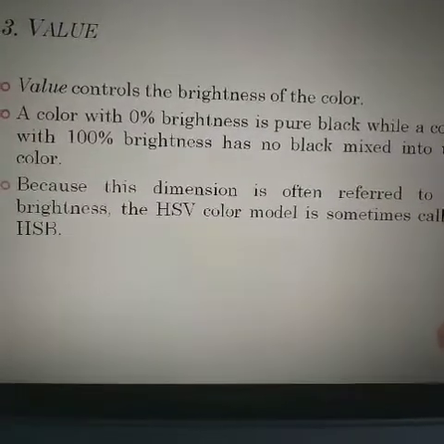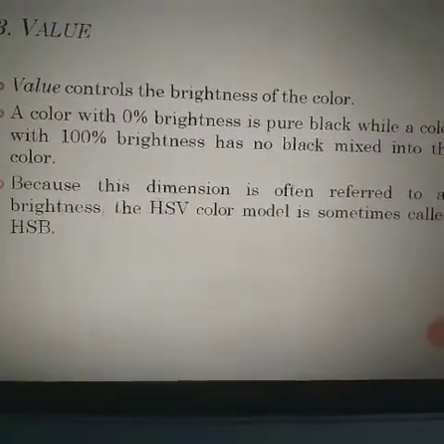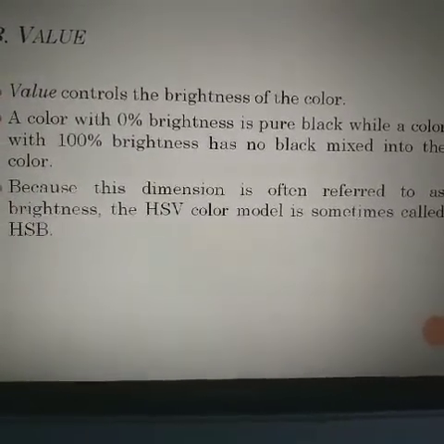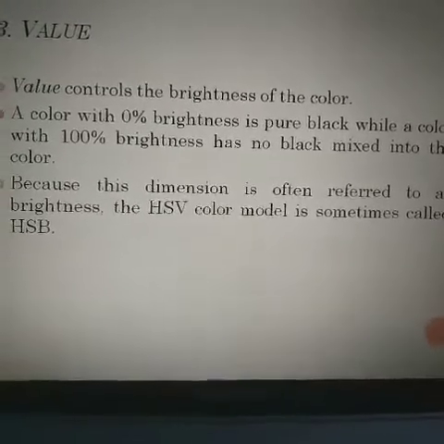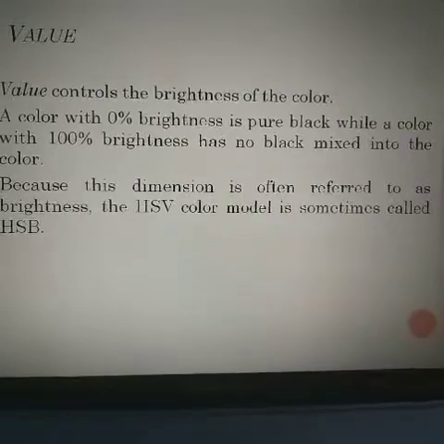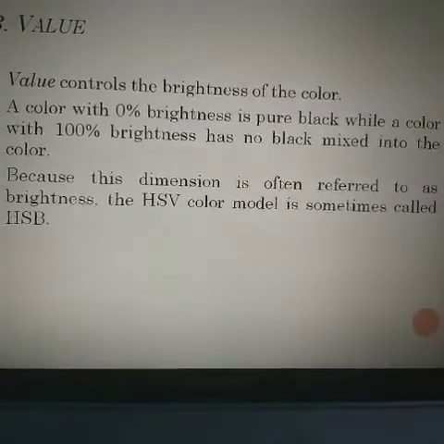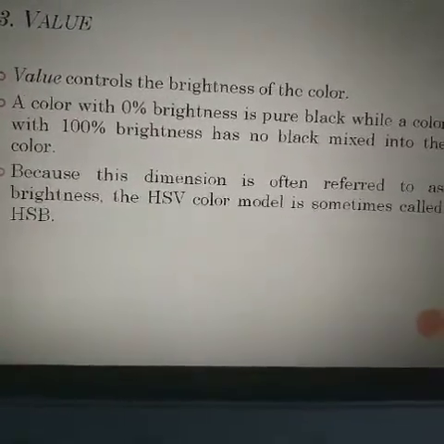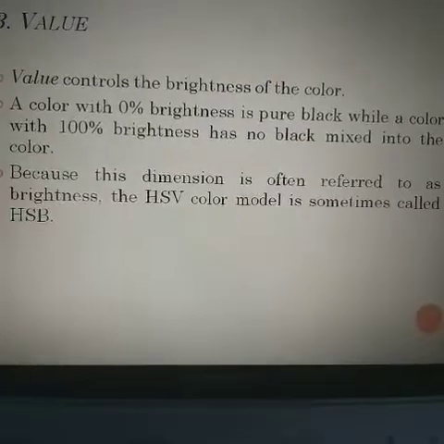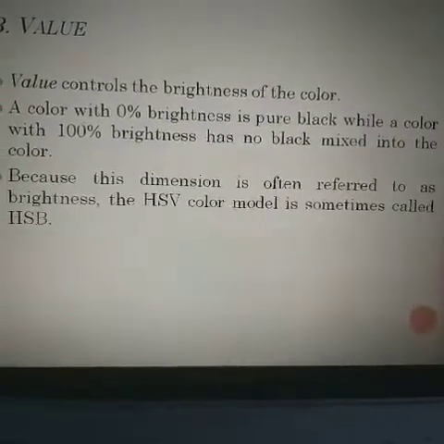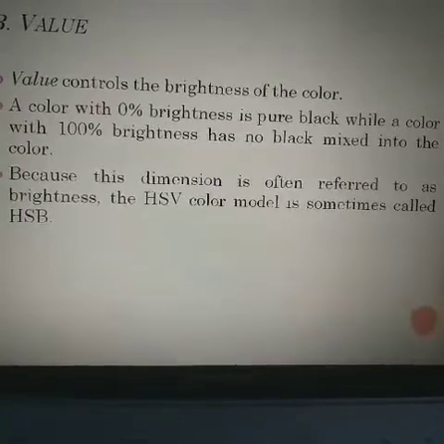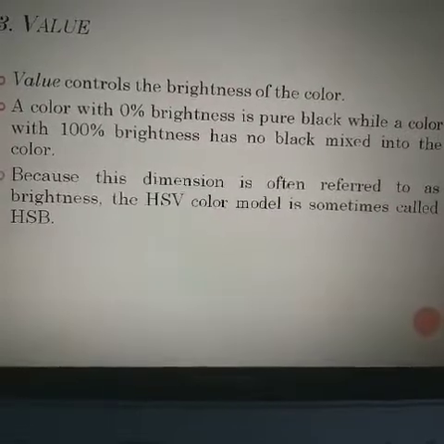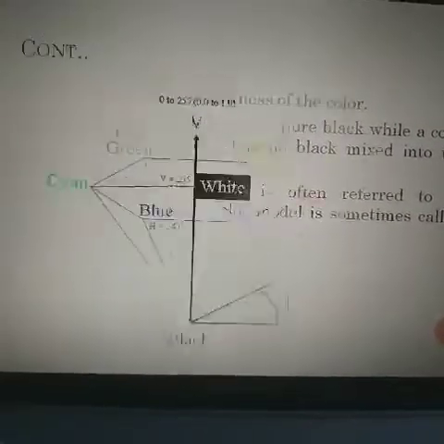Next is the value. Value controls the brightness of the color. We already discussed that if the value V equals 0, then that color is represented by black. A color with 0% brightness is pure black, while a color with 100% brightness has no black mixed into the color. Because this dimension is often referred to as brightness, the HSV color model is sometimes known as HSB. B means brightness. So hue, saturation, brightness is also a name for this color model.